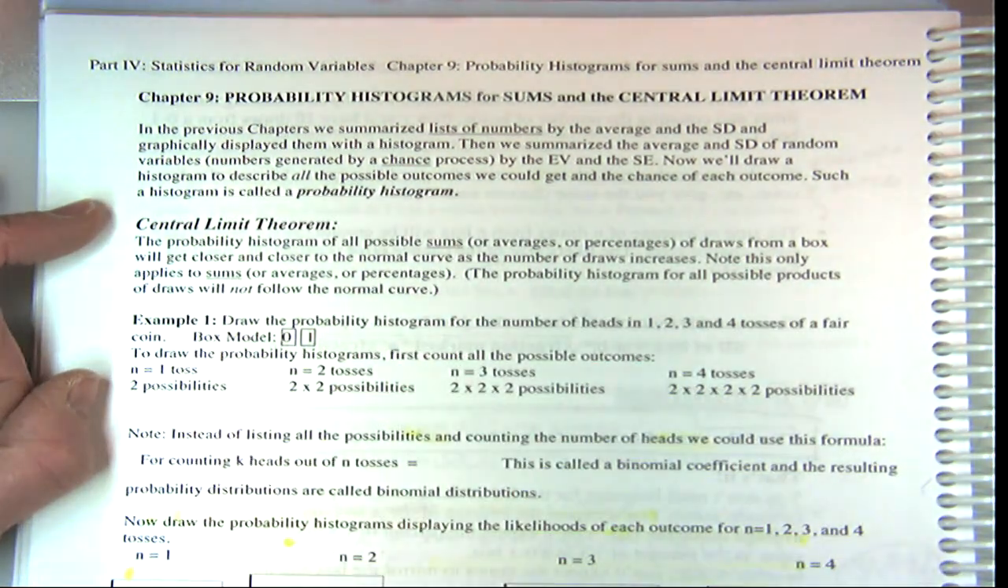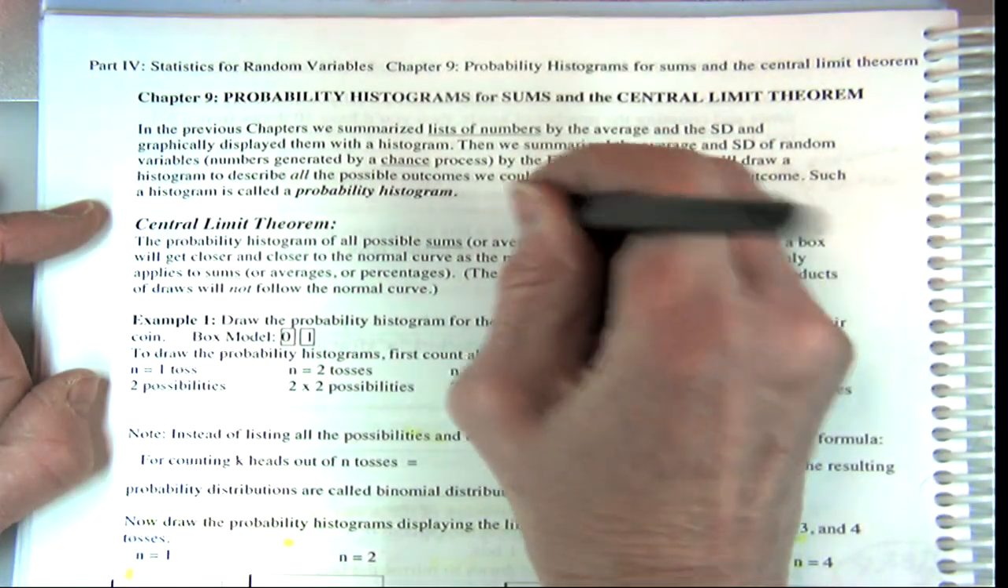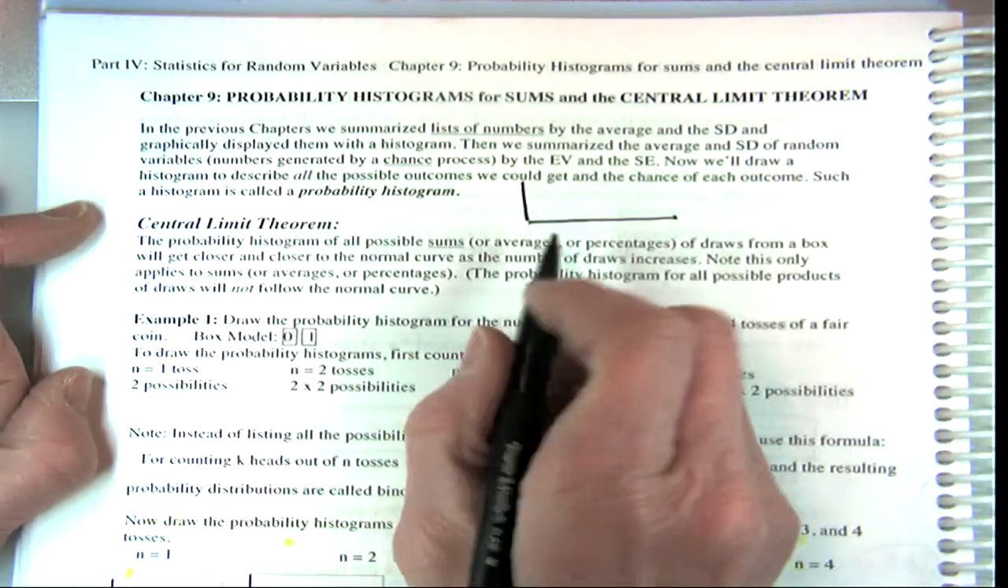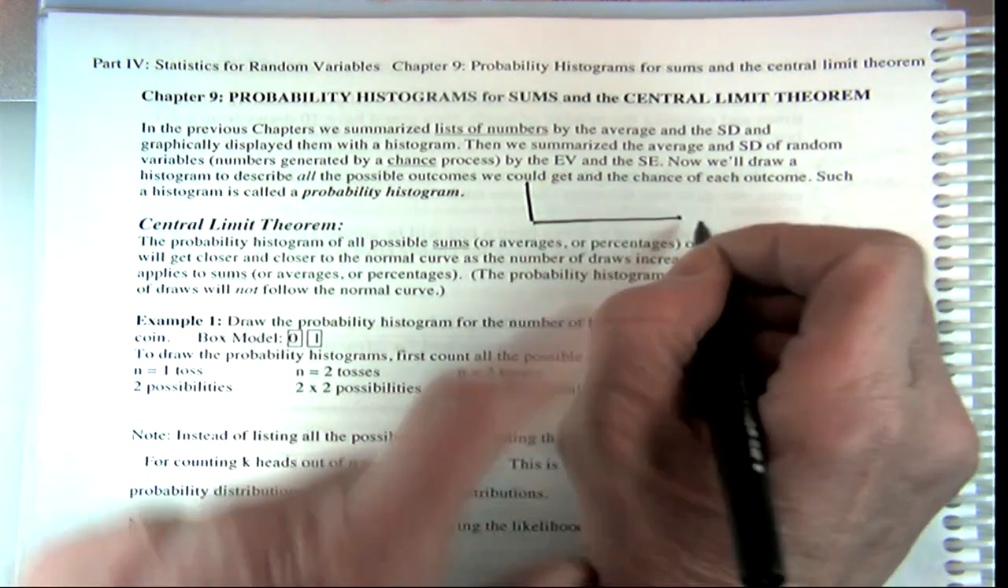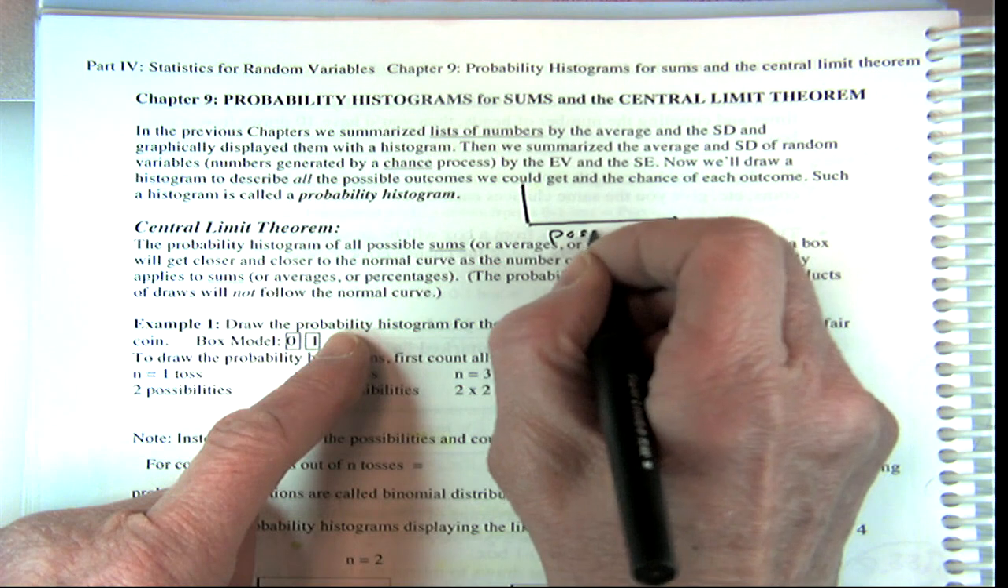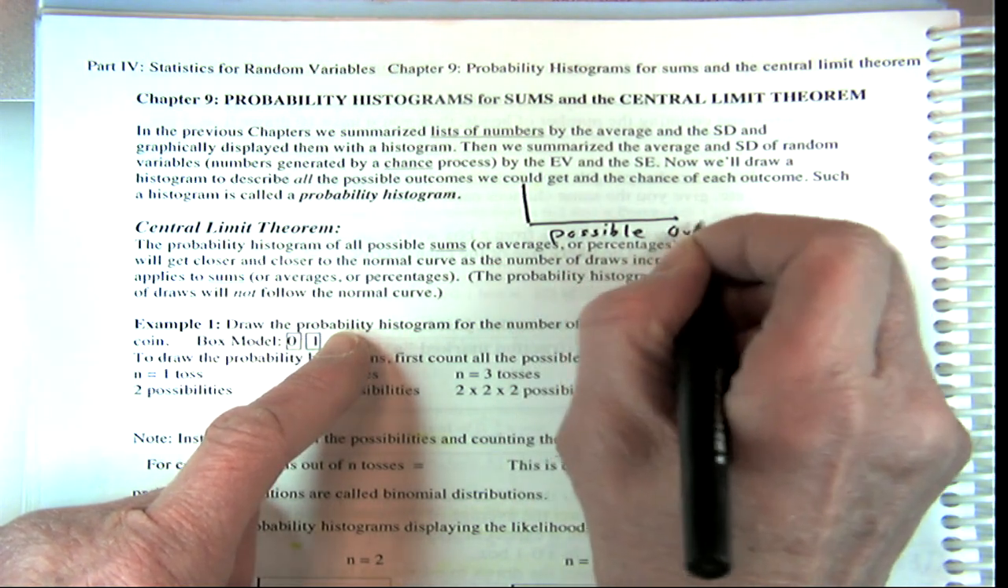It's very much like the histograms we had for a list of numbers. The only difference is instead on the y-axis, I'll show you. So instead of having all the numbers on our list, we're going to have on this x-axis all the possible outcomes from our chance process.